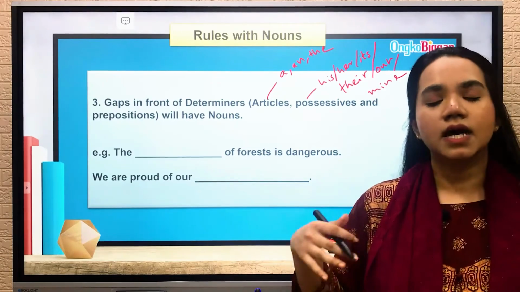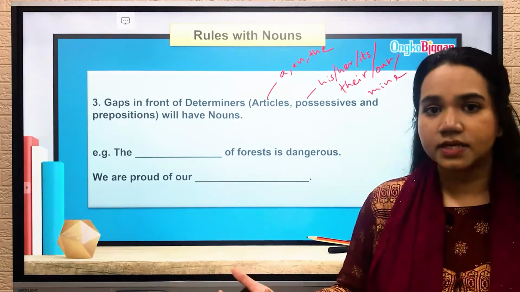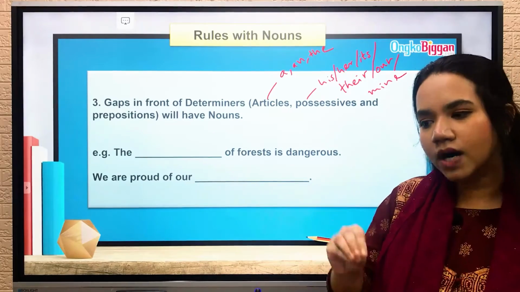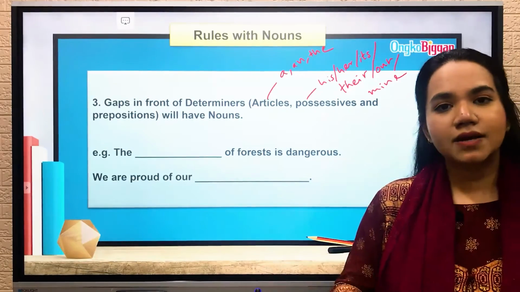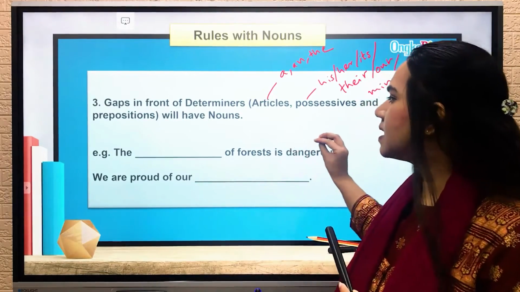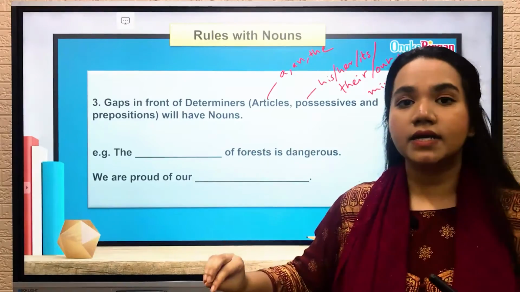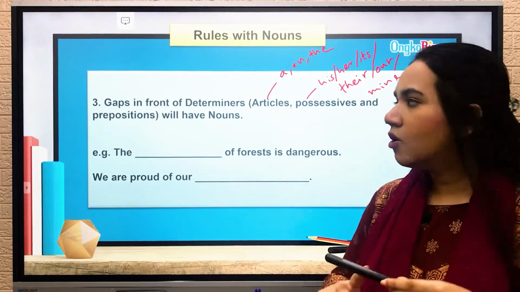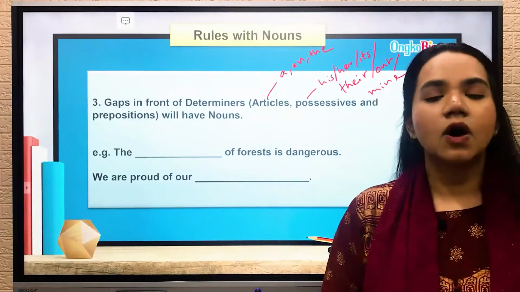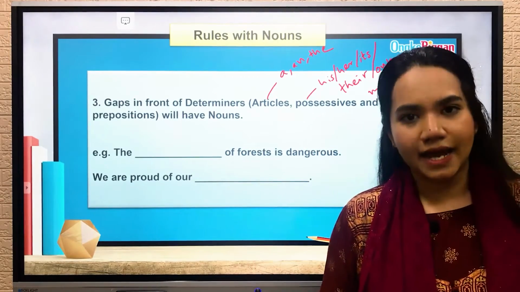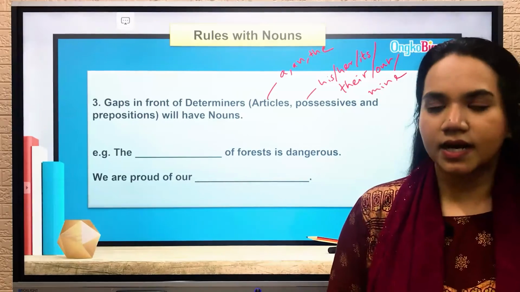So all of these articles are actually used to particularly say what is happening here. So they determine any particular feature about the noun. Okay, enough about this. Let's look at rule number 3, which says that whenever there is a determiner, meaning whenever there is an article, or a possessive, or a preposition, right after that determiner, if there is a gap, then we will use a noun in that gap.